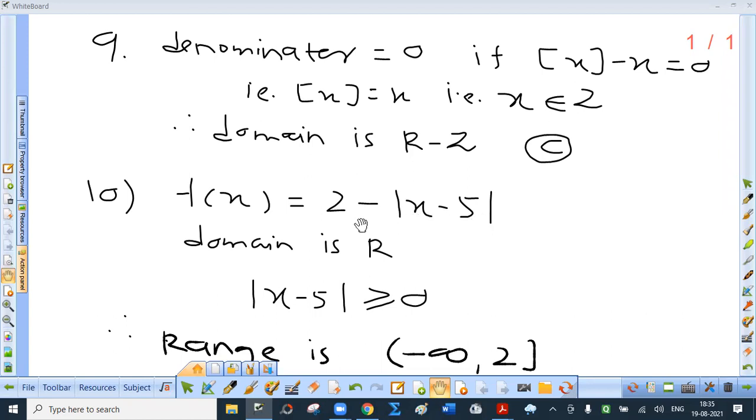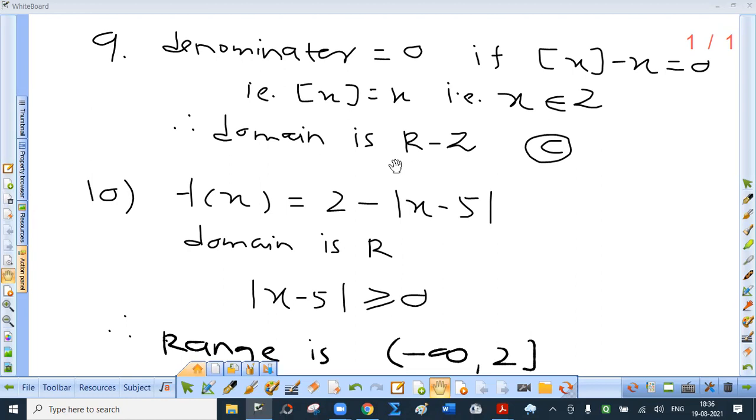Oof. So this is 2 minus mod of x minus 5. Now modulus function is always defined for any real value of x. So domain is set of real numbers. So A and D cannot be the correct options. Kaun banega crorepati? 2 options are out of question. So competition is in between Bombay and Delhi.